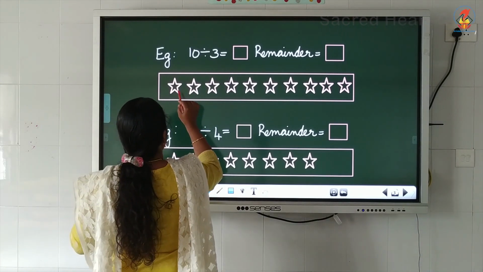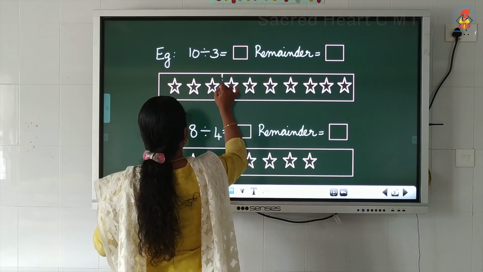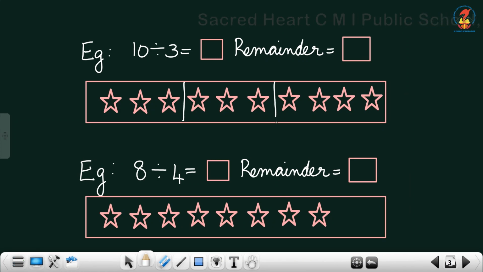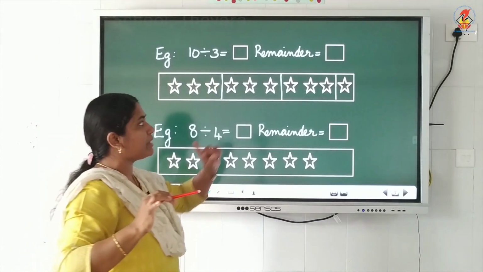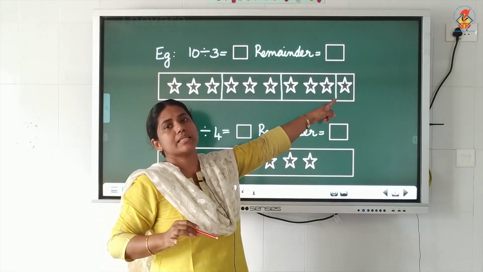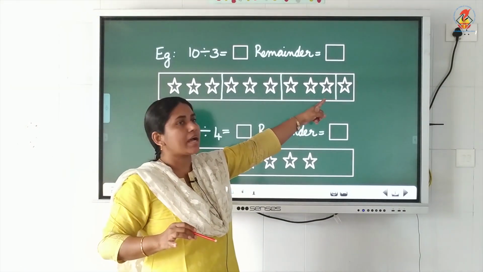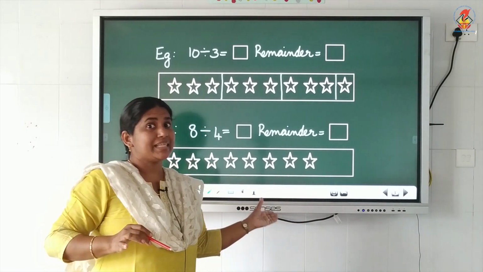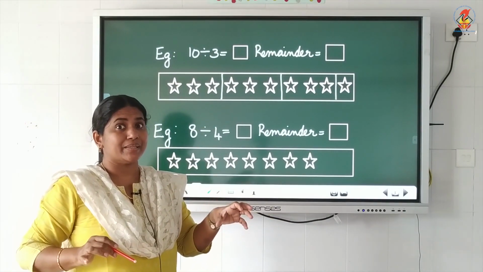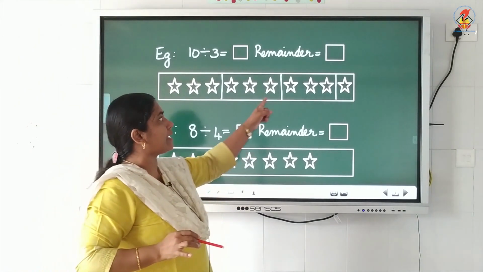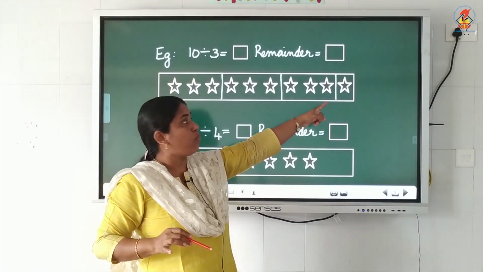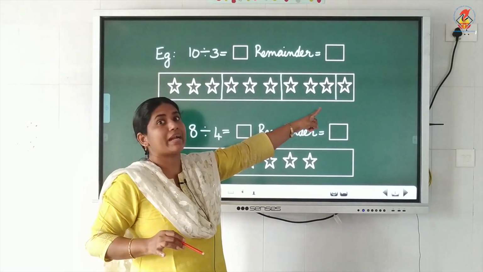Let's look. After 1, 2, 3, I am just drawing one line here. Again 1, 2, 3, I am drawing one line here. Again 1, 2, 3, I am drawing one line here. So children, I make them into 3 groups and each group has 3 stars. But what happened? One star is left over here. One star is remaining here. Now we study the term remainder. Such a case is given here. One star is remaining, so there is one remainder.